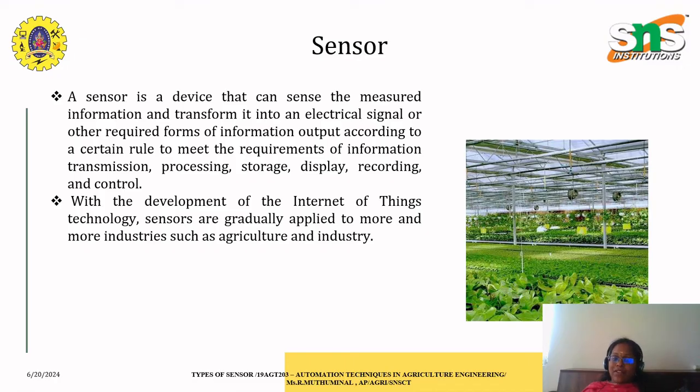With the development of Internet of Things technology, IoT, nowadays we always go on speaking about IoT. IoT technology development always depends upon sensors. These sensors are gradually applied to more and more industries, such as the agriculture industry. So here we are going to see how these kinds of sensors can be utilized in our own field, that is the agriculture industry, and how we can automate our agriculture industry with the help of these sensors. This is what I have prepared for today's class.